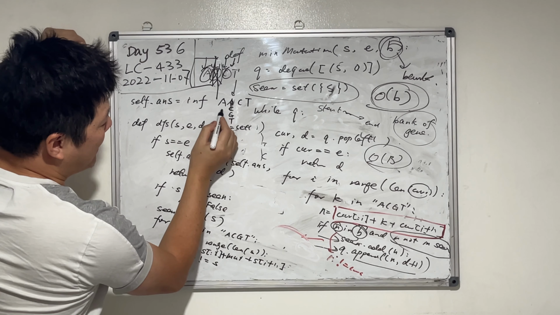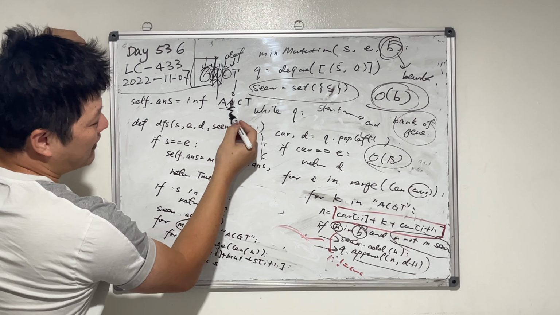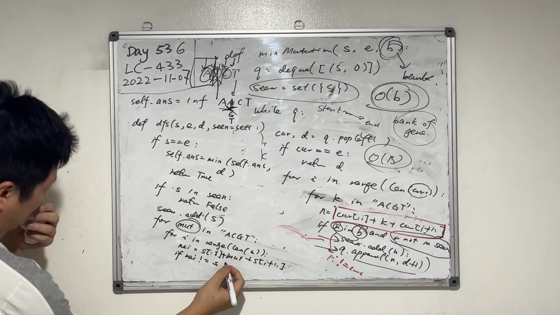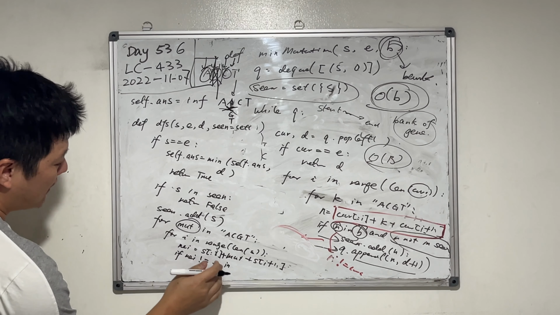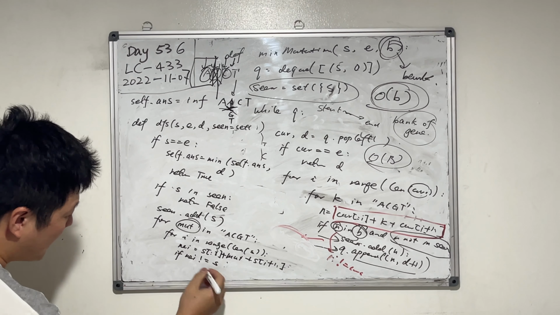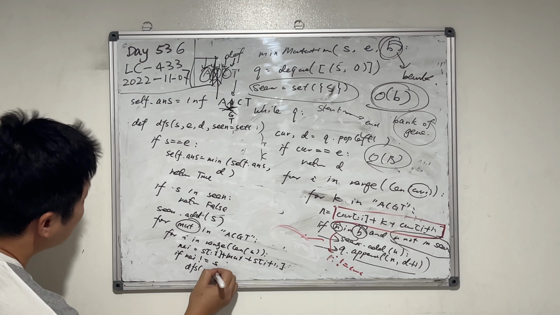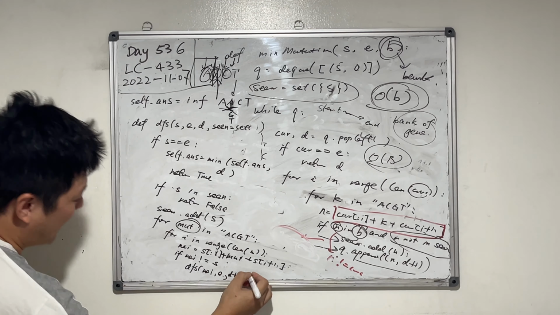ACGT. The original one is C, right? So we don't want to continue doing this, right? Because it's the same. So we cross out that one. So AGCT. Okay? And if the new name does not equal the original, meaning there is a mutation, then we need to depth search the new name with distance plus 1, right? We're doing one more mutation and then marking it as seen.